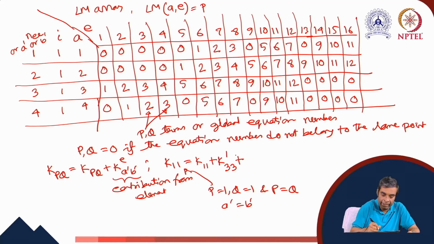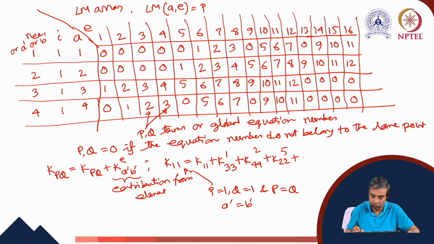Then we search for the remaining elements. Again it is present in the second element, so the contribution will come from the second element. It will be K442, because A prime and B prime are both 4. Similarly, we search for the remaining elements. It is not present in elements 3 and 4, but it is present in elements 5 and 6 and nowhere else. For element 5, the contribution will be K225. For element 6, it is K116. So this shows the construction of the diagonal term.